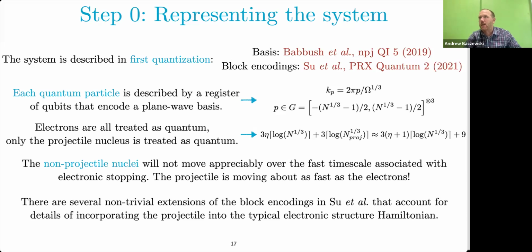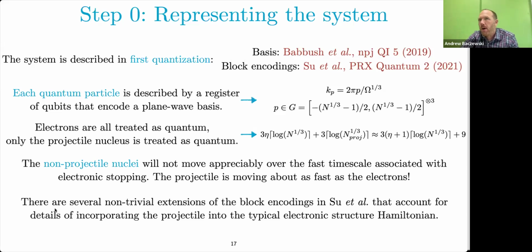So that's actually quite nice, in the sense that that's an exponential advantage in memory over the classical algorithm as well. The non-projectile nuclei, you might be wondering why I'm not accounting for those in this resource accounting, and that's because they're not going to move appreciably over the very fast timescales associated with electronic stopping. So we're just treating them as effectively fixed in the simulation. But the projectile is moving about as fast as the electrons, and thus we need to treat its motion explicitly. It's kind of the whole point in some sense.